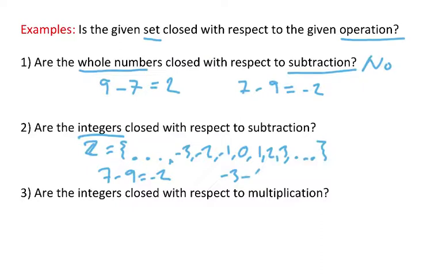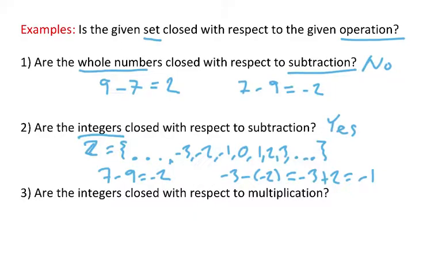-3 minus -2, that's picking two integers and subtracting them. Remembering that subtracting a negative is the same as adding a positive, that gives you -1, which is still in the set. In other words, I believe that no matter which two integers we pick, when we perform the operation of subtraction, we'll get another integer. So the answer to this question is yes.